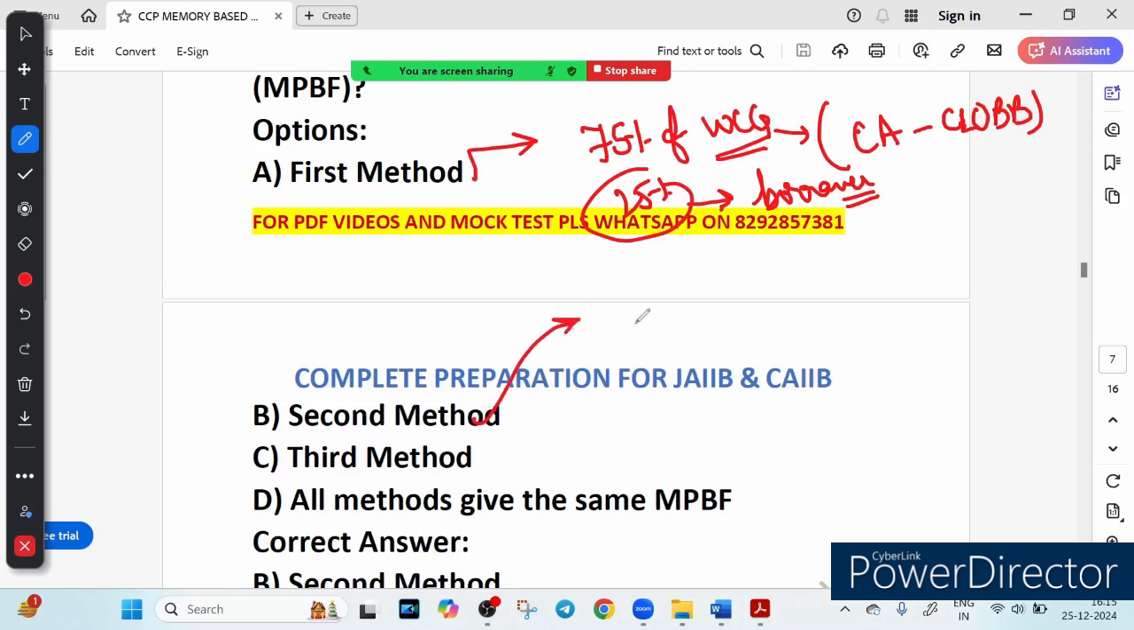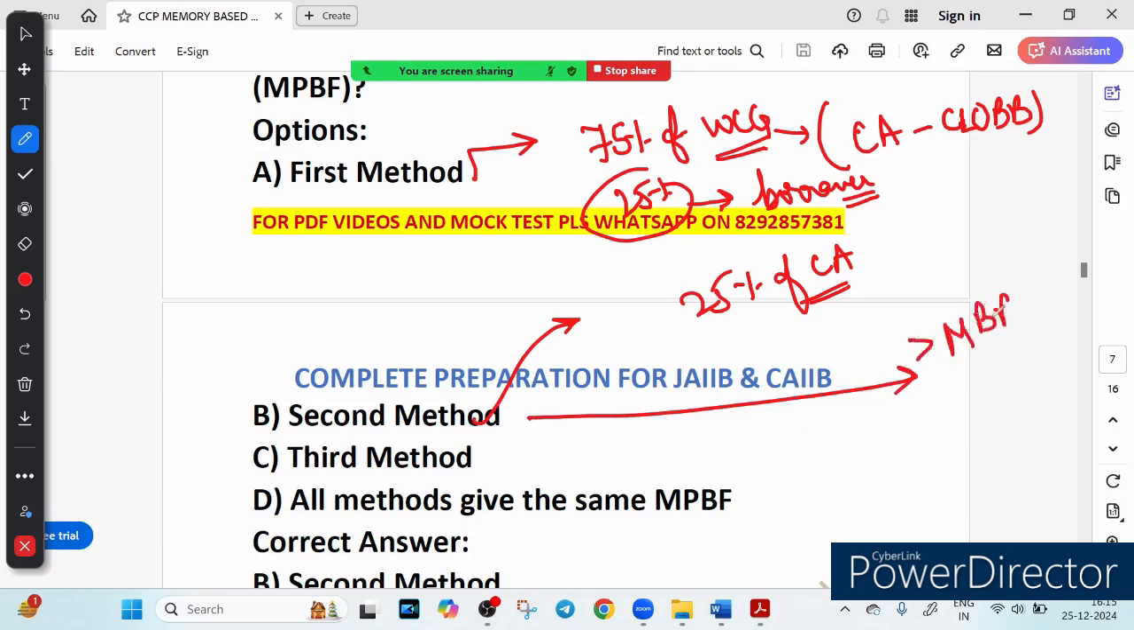In the second method, the borrower contributes 25% of the current asset and the bank finances the balance. So 25% of what? 25% of current asset. Since the borrower margin is fixed at 25%, the bank share increases. So that is why, as compared to the first method, in the second method we have higher MPBF, right? In this method we have higher MPBF.